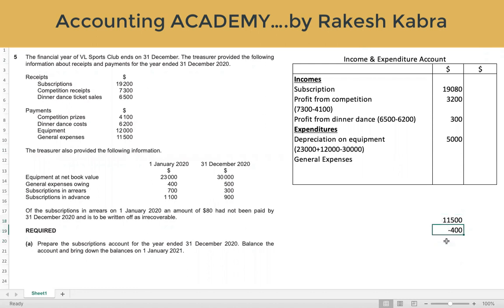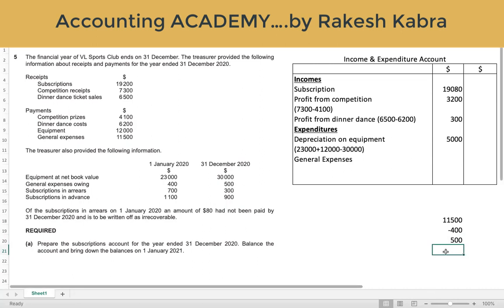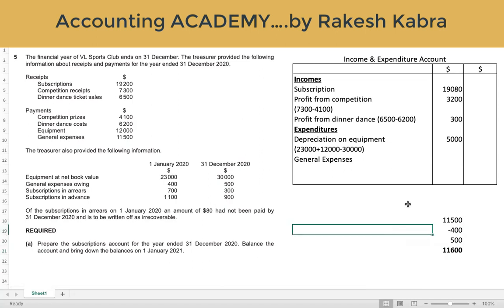I have to subtract that because that amount belongs to the previous year. And how much of general expenses belongs to this year, but I didn't pay so far? 500. Look at the last date general expenses: this 500 belongs to this year but is not paid, so it is not included. So now we need to include it. Finally, 11,600 is the general expense which belongs to this year.